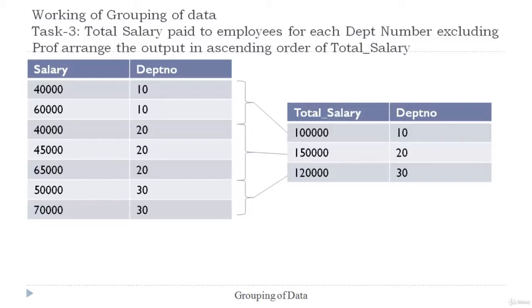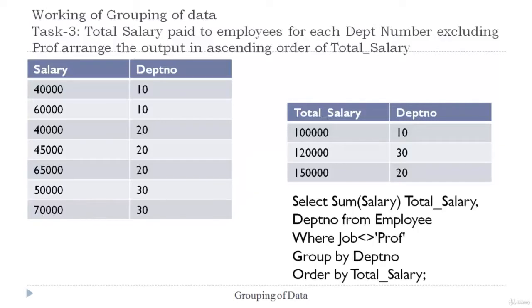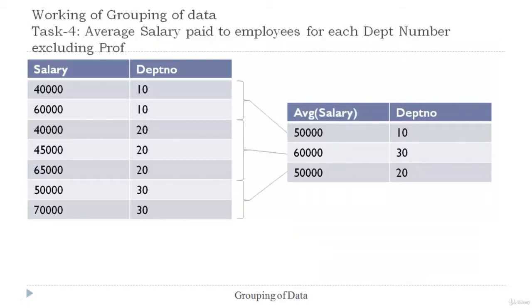Here task 3 has further been extended to arrange the output in ascending order of total salary. And to perform this, we have to use order by clause. So here order by total salary has been added in existing select statement to arrange the record in ascending order of total salary. Let us consider another task 4 where we have to find average salary paid to employees for each department number excluding professors.